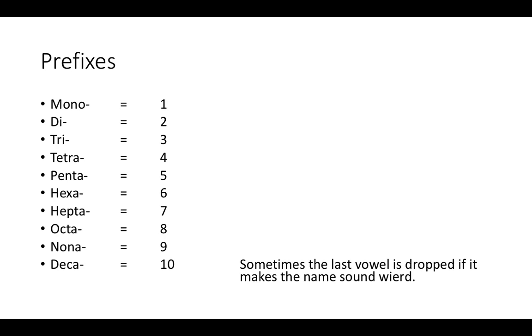Sometimes on the prefix, the last vowel is dropped if it makes the name sound weird. So let's look at some of these. Mono, di, tri, some of those you're familiar with. Tetra you may not be as familiar with. Hepta, but most of those you will have seen before somewhere.